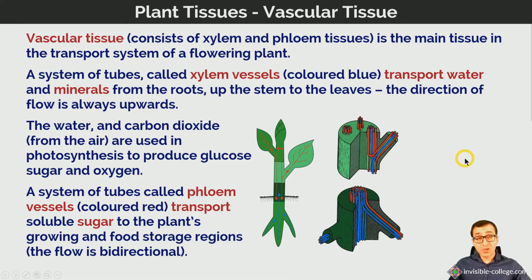Now the water and carbon dioxide from the air absorbed through the tiny holes called stomata in between the guard cells on the undersides of the leaves, these are all used in photosynthesis to produce glucose, a sugar, and oxygen. Another system of tubes called phloem tissue, which is coloured red here in this diagram, is responsible for transporting the sugars made by photosynthesis from the leaves to the growing tips of the roots, but also to the growing tips of the shoots. So the phloem tissue actually transports sugars in both directions, upwards and downwards, through the stem of the plant to where they're needed.